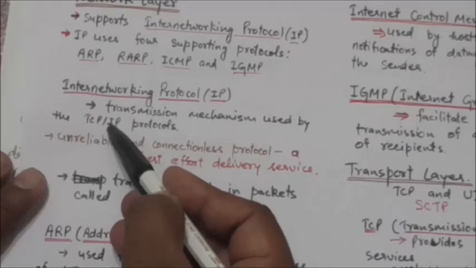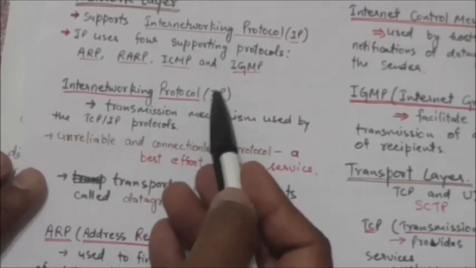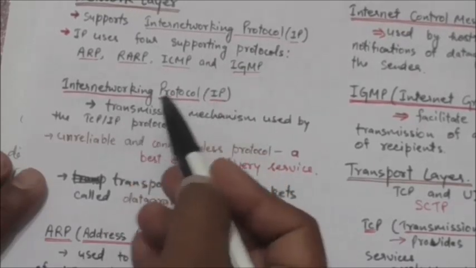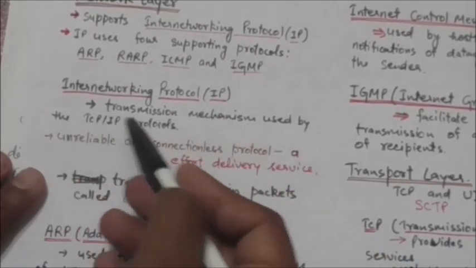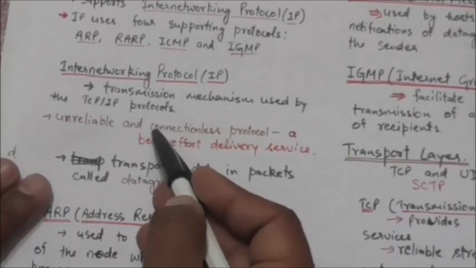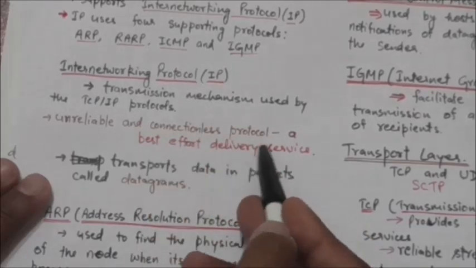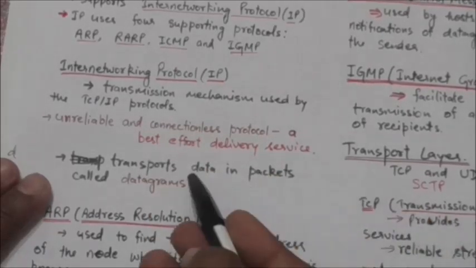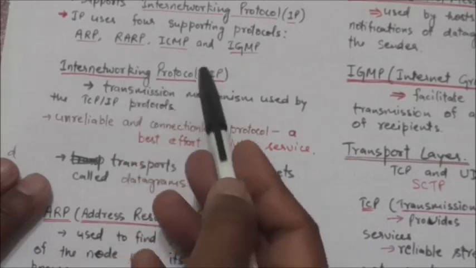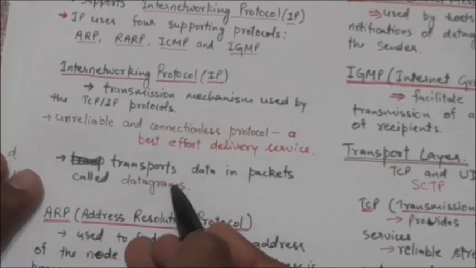The internetworking protocol, in short called IP, is the transmission mechanism used by the TCP/IP protocols. It is an unreliable and connectionless protocol, or we can say it is a best effort delivery service. And this internetworking protocol transports data in packets called datagrams.